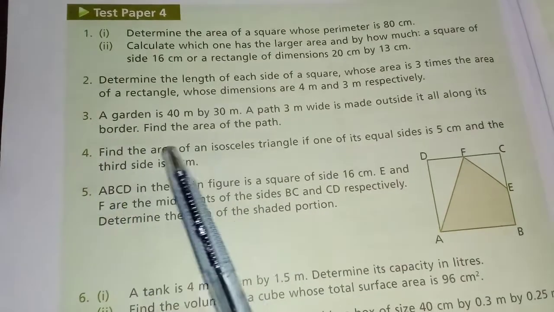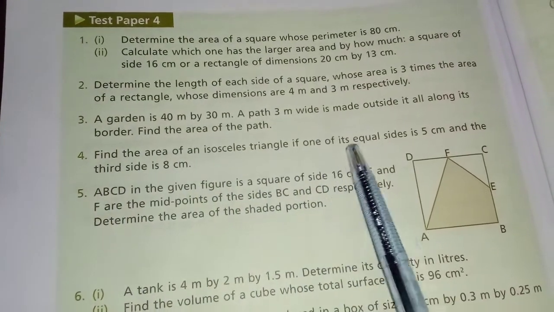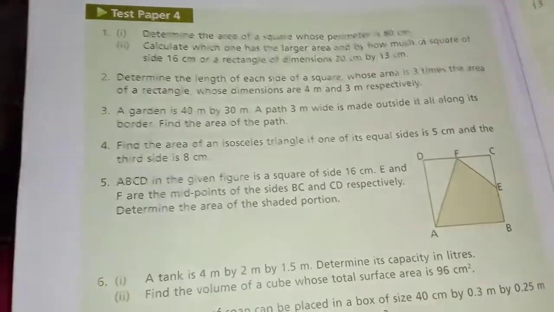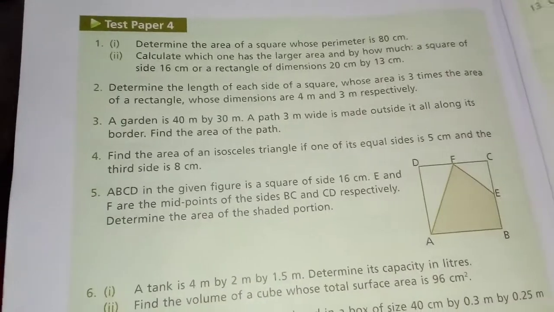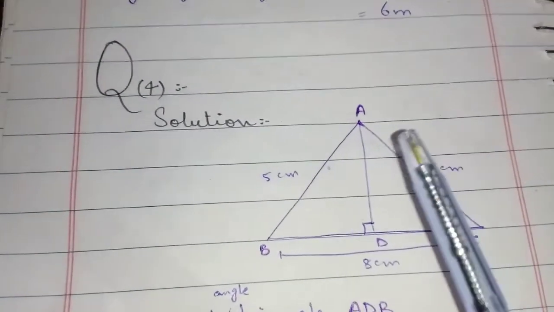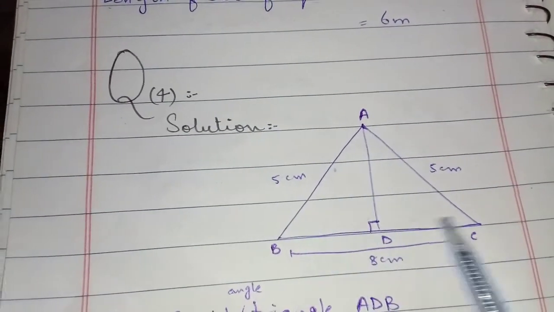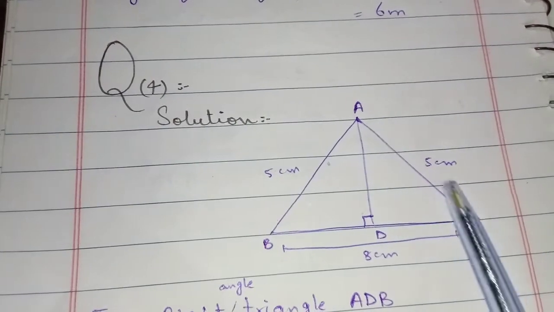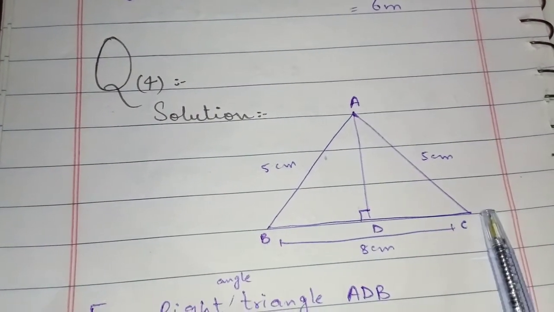Question number 4. Find the area of an isosceles triangle if one of its equal sides is 5 centimeter and the third side is 8 centimeter. The isosceles triangle is that triangle in which two sides are equal and the third side is different. So this is an isosceles triangle. We have to find the area of this triangle. So this side is 5 centimeter, the other side is also 5 centimeter, and the base is 8 centimeter.